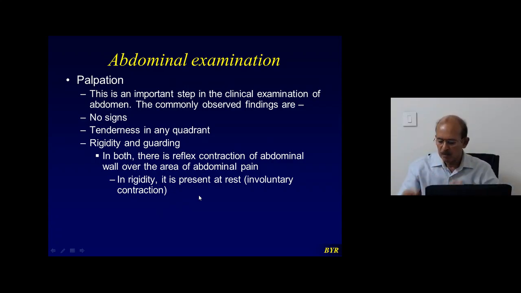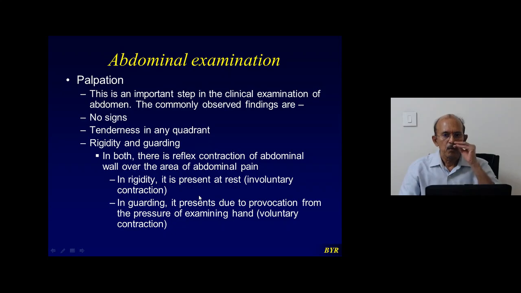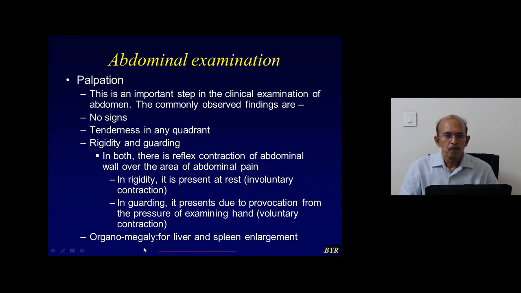That is rigidity. And what is guarding? Voluntary contraction. That means the patient has some pain there. A child is there. If you want to touch his abdomen to examine because he is having abdominal pain, the child keeps the abdomen taut. That is called guarding. That is, it presents due to provocation from the pressure of the examining hand. That is voluntary contraction. Rigidity is an involuntary contraction. Guarding is voluntary contraction. So examine for tenderness, rigidity or guarding, and then examine for organomegaly, for liver and spleen enlargement.